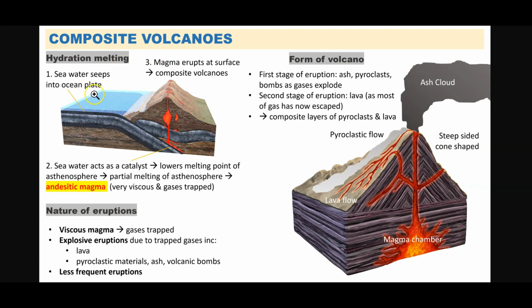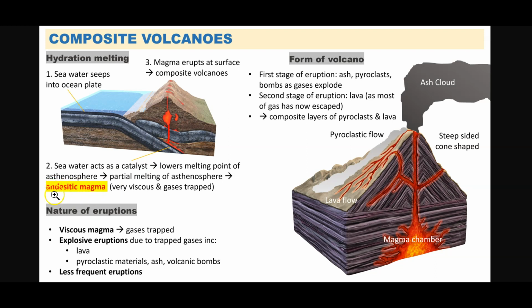Well, first of all, how do we produce our magma? Because, as you remember, the asthenosphere is solid but ductile, the lithosphere is solid and brittle, so you need to produce magma, and in this case it's hydration melting. The seawater seeping into the ocean plate as it sits in the bottom of the ocean means that as it subducts down in, it brings some of that seawater in with it. The seawater then acts as a catalyst and lowers the melting point of the surrounding asthenosphere, and that produces partial melting. In this case, it produces what is called andesitic magma.